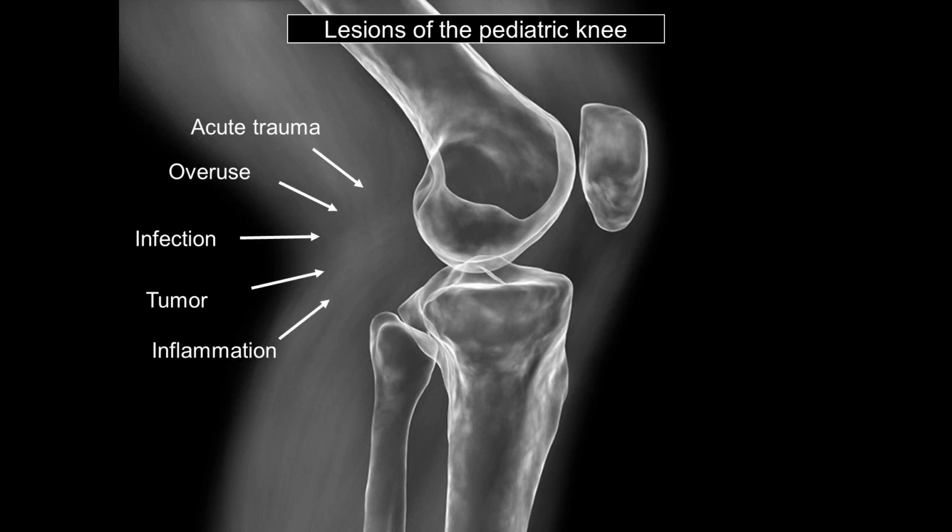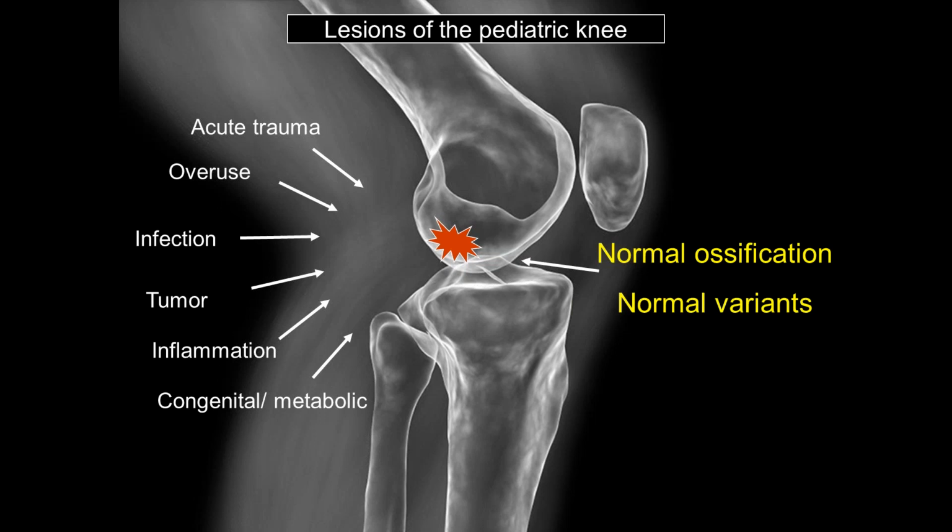There can be tumors or even inflammation, and sometimes we have congenital or metabolic diseases. And all of these causes may lead to lesions of the pediatric knee. And for us as MSK radiologists, it's really important and mandatory that we can depict normal ossification variants or other normal variants in order to make sure that the patients do not get treatment which is not necessary.